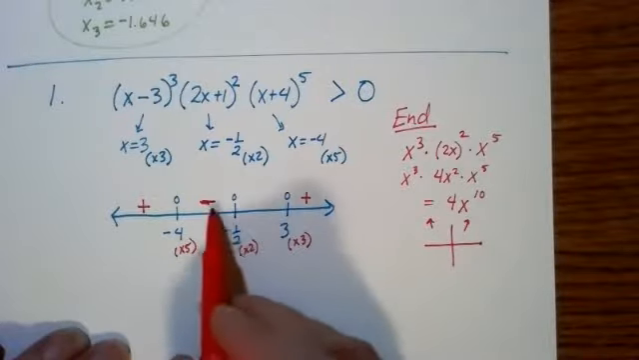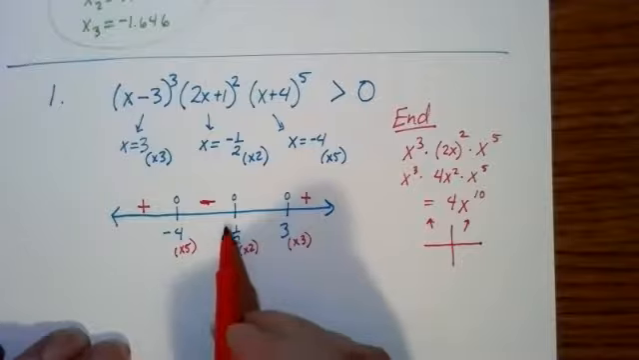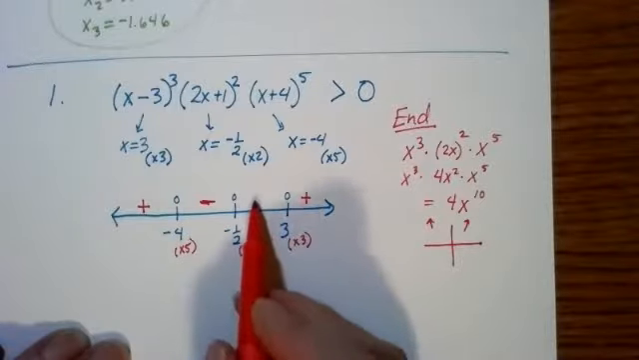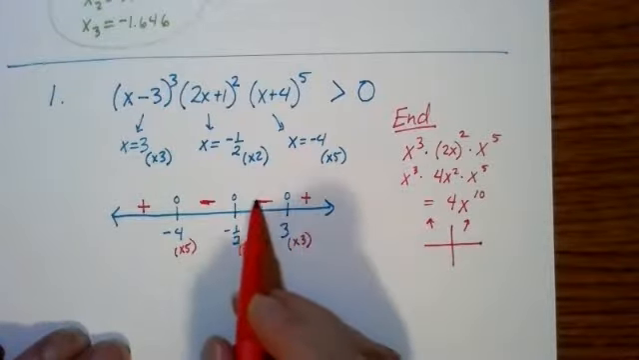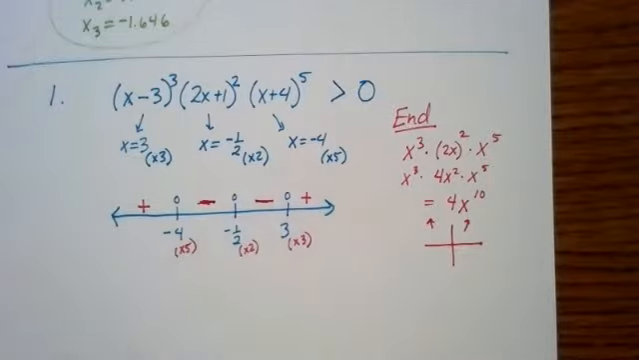This is the double multiplicity. We're negative, and we're going to touch, kiss, go right back down into negative. So there's no sign change right there. There should be a sign change here as we move from negative and cross through into positive. So this is what our signs look like.